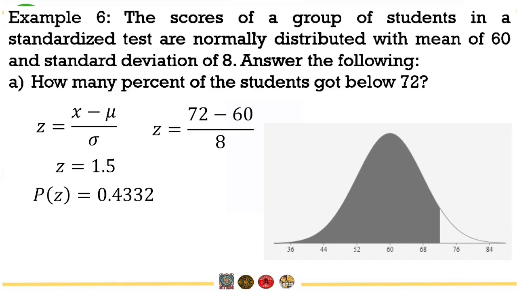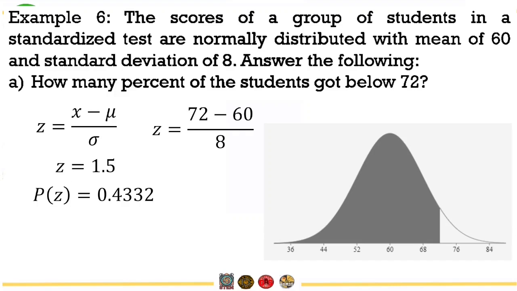But our illustration shows that it is more than 0.5. So do you think 0.4332 is considered as the answer to our question? How many percent of the students got below 72? By the way, when you say below, it is on the left side of the raw score of the x value. Find 72 on the standard normal curve, then shade the left side because it tells us below. 0.4332 is not correct based on the illustration, based on the part that is shaded.